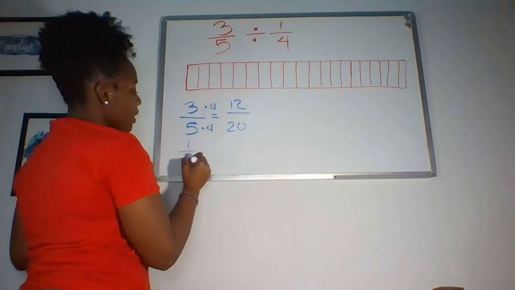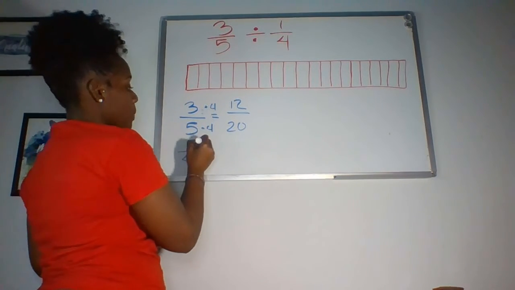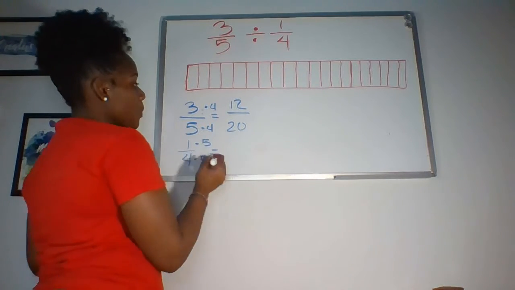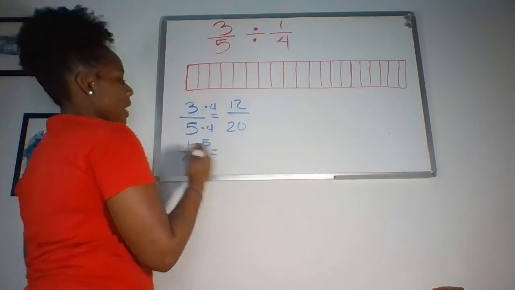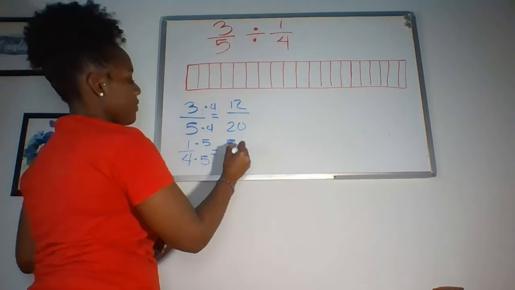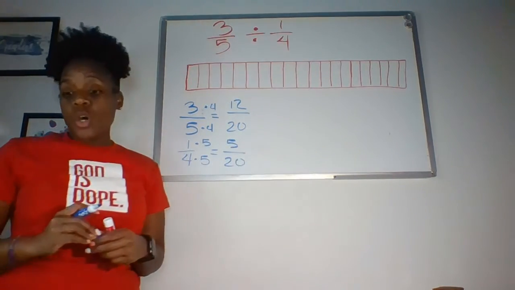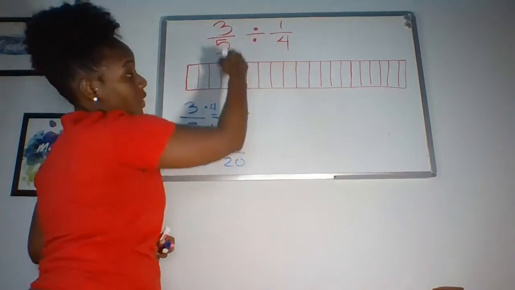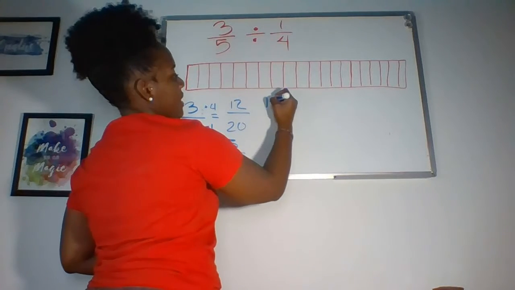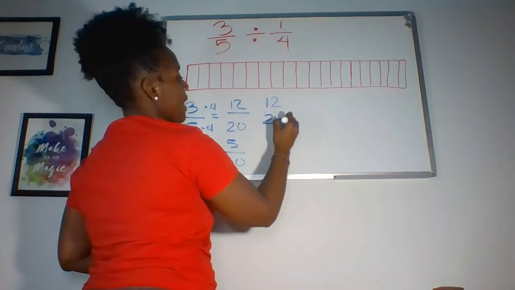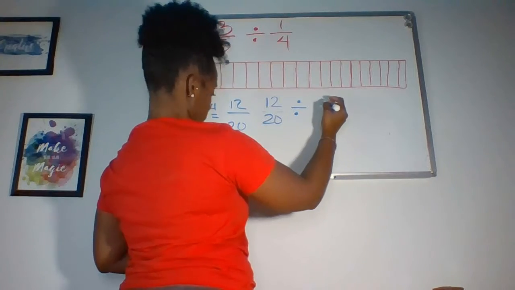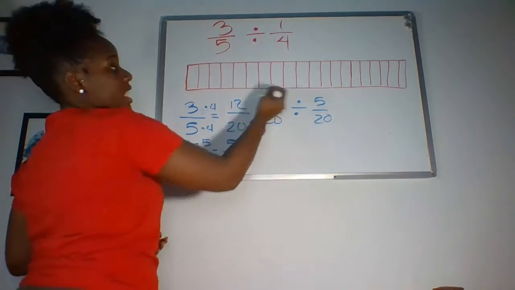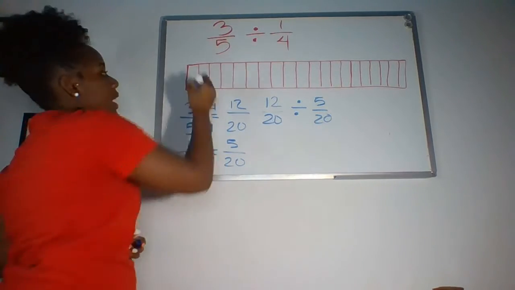Then I would take 1/4 and I would do the same thing, but instead of multiplying by 4, we multiply by 5. And this is how you would get the least common multiple. You can take the denominators and multiply them by the opposite fraction. So we get 5/20, all right? So those are the two numbers that we would work with. Instead of saying 3/5 divided by 1/4, it's still the same thing as saying 12/20 divided by 5/20, okay?